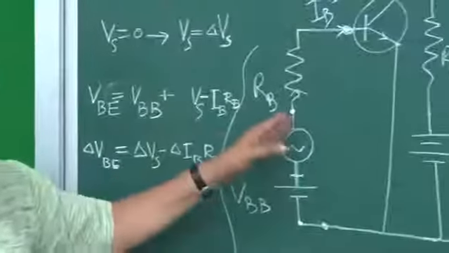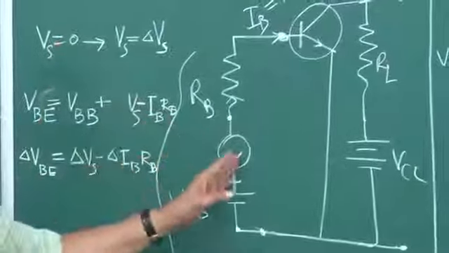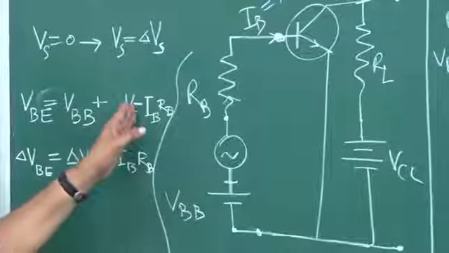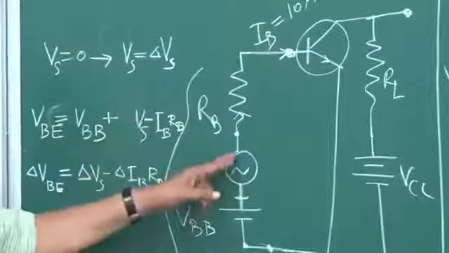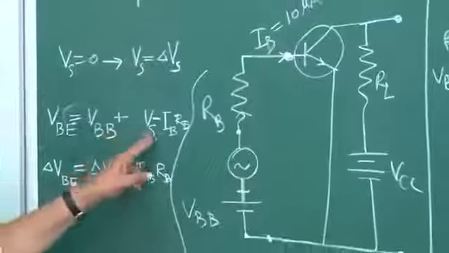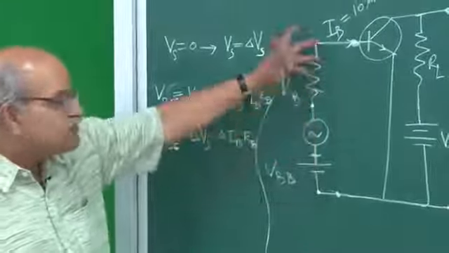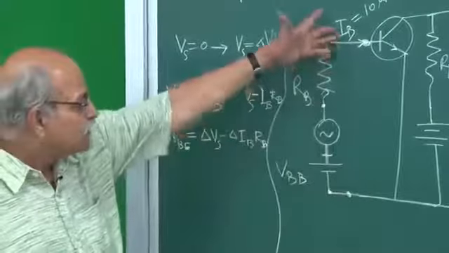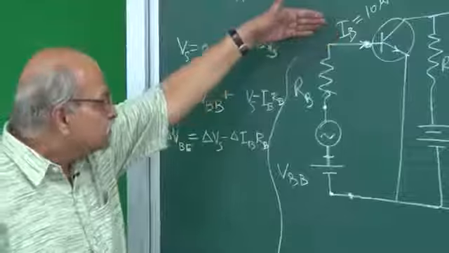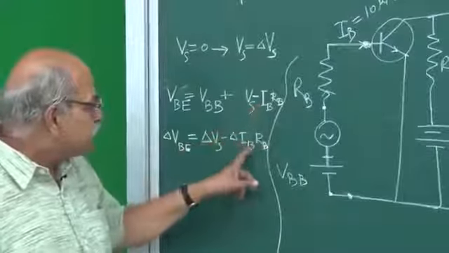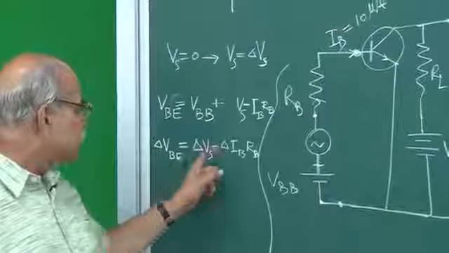So this signal is changing. At a certain time it has some value, let us say Vs, and after delta t time it has become Vs plus delta Vs. So the signal has changed, and when the signal changes, the biasing voltage changes, and this current will change from 10 microampere to something else. So I am writing here delta IB; RB is fixed, VBB is fixed. So delta VBE is this.